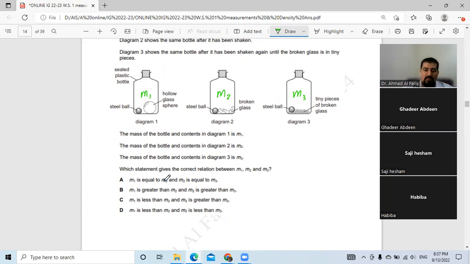Look here. M1 is equal to M2 and M2 is equal to M3. This is correct. But it cannot be greater or less. No way. If you break an object or separate it into small parts or larger parts, like Lego, that doesn't increase the mass or even decrease it. It happens only for nuclear fission or nuclear fusion, and that's something else. I'm not talking about tiny things here. I'm talking about objects that we can see, not molecules or atoms. So the correct answer is A.